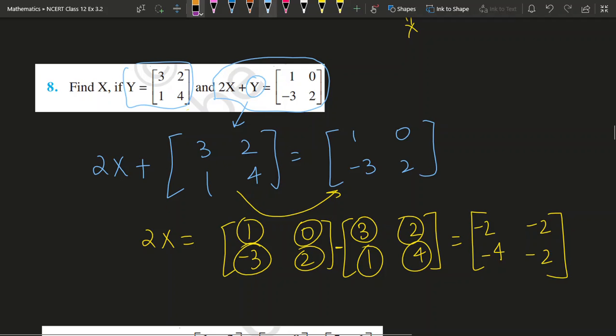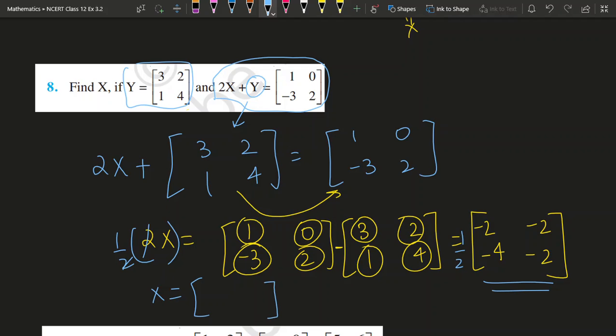So in order to figure out the exact matrix x, you have to take half on both the sides. So you do half on both the sides, and half and 2 cancel out. So x is equal to half of negative 2 is negative 1. Half of negative 2 again is just negative 1. Half of negative 4 here is negative 2, and half of negative 2 here again is negative 1. And that's the value of x that we were looking for.